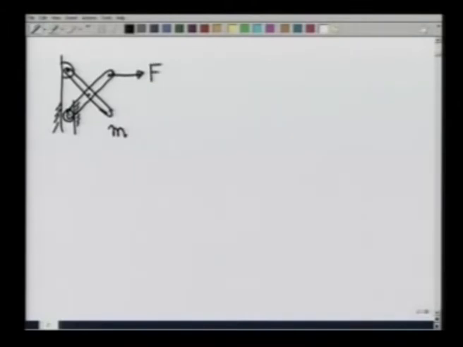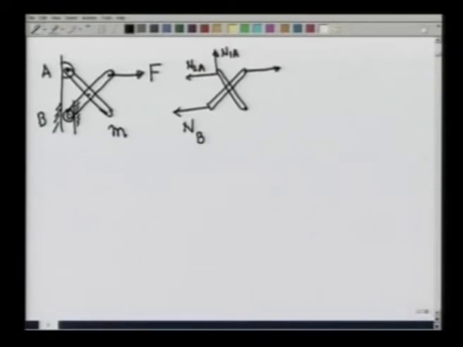If we want to calculate the force F, our strategy is we first look at this mechanism. On this point there can be only one force, let us call it NB. This is point B, this is point A. This is a pin joint, so there could be forces N1A and N2A. The force F acts here, and the overall weight 2mg pulls it down.